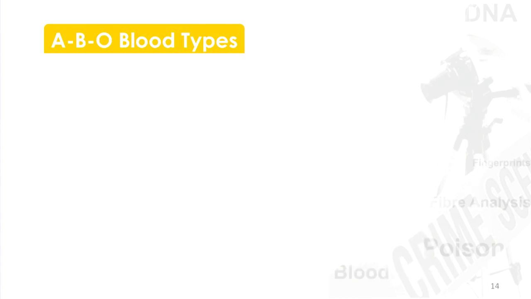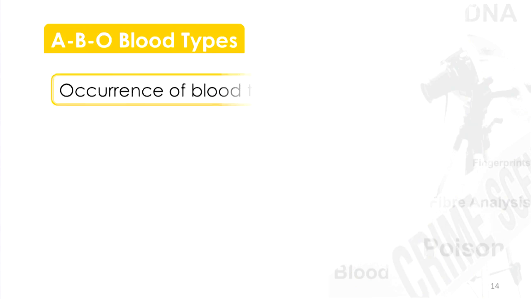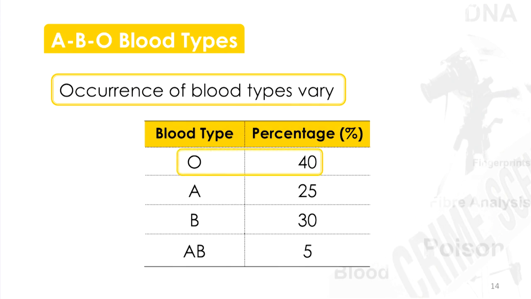Now, the percentage of people who have these different blood types varies from country to country. Here in Singapore, the O is the most common, at about 40%, and the AB is the least common, down at about 5%. Now, what does blood type mean? The only thing blood type means is what kind of antigens you have on your red cell surfaces. It doesn't mean anything else.